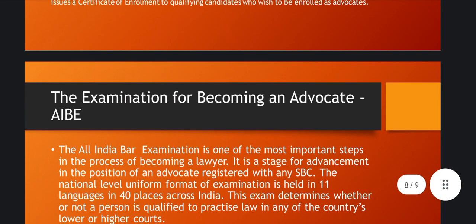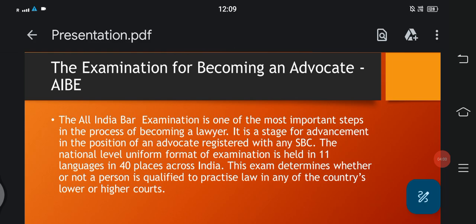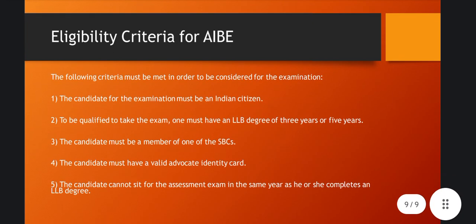So, the examination for becoming an advocate. The All India Bar Examination is one of the most important steps in the process of becoming a lawyer. It is a stage for advancement in the position of an advocate registered with any SBC. The national level uniform format examination is held in 11 languages in 40 places across India. The exam determines whether or not a person is qualified to practice law in any lower or high court. So what is the eligibility criteria for AIBE?